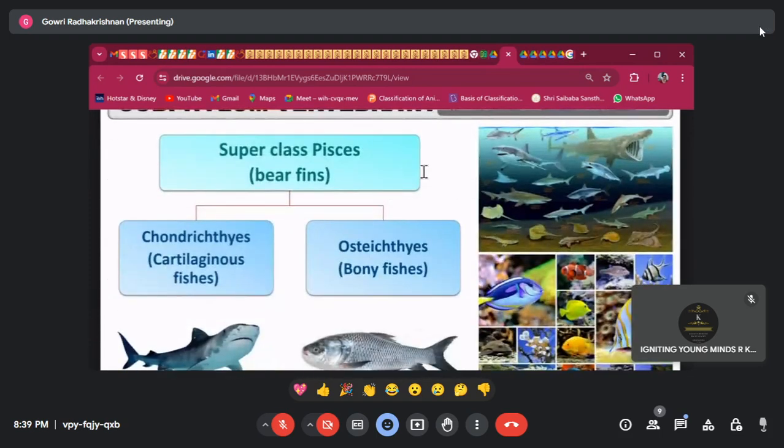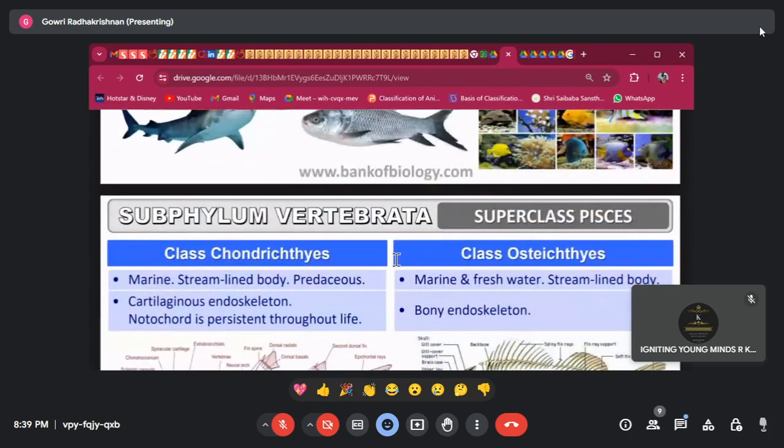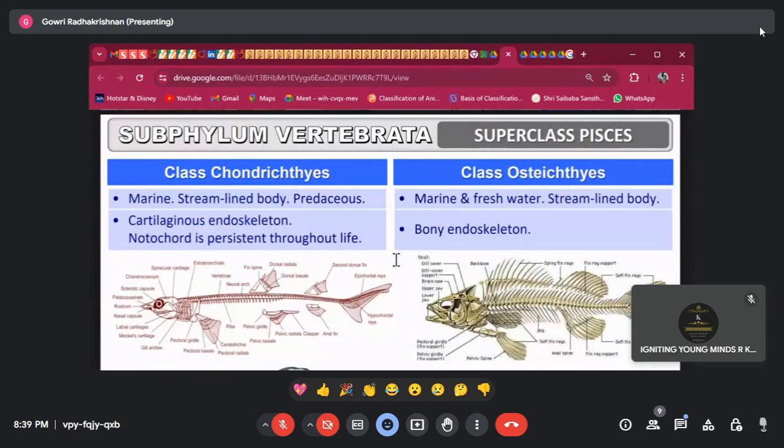Alright, superclass Pisces, bearing fins: Chondrichthyes and Osteichthyes, that is cartilaginous fishes and bony fishes. Class Chondrichthyes is marine, with streamlined body, predaceous. Cartilaginous endoskeleton, notochord is persistent throughout life.